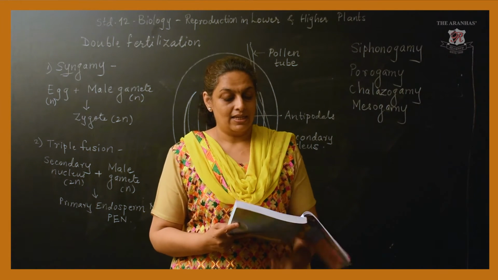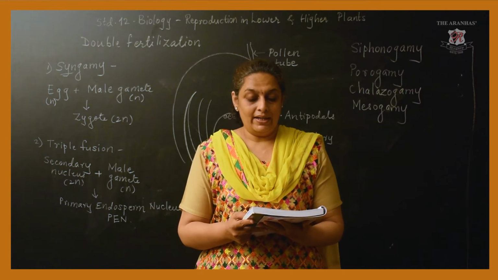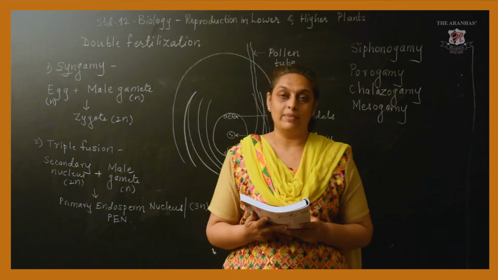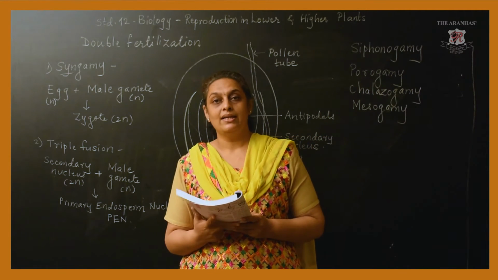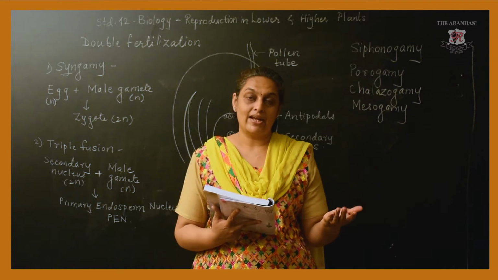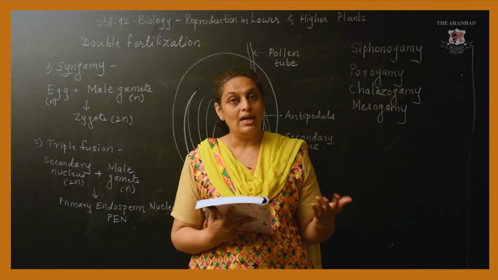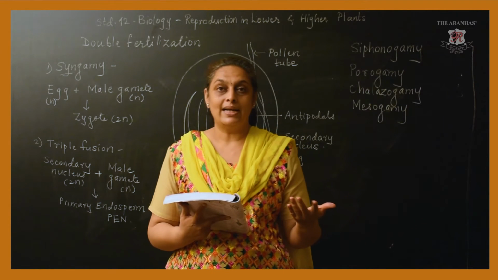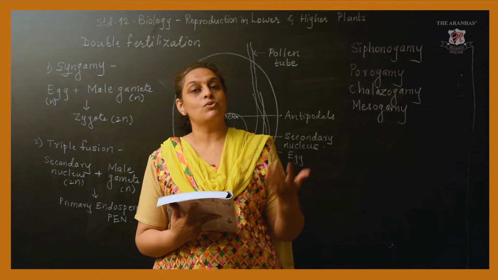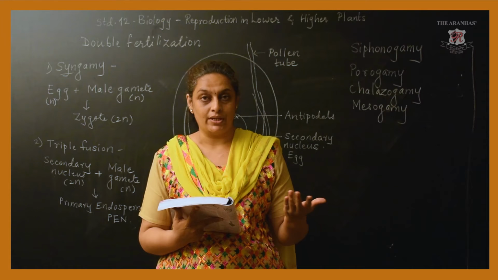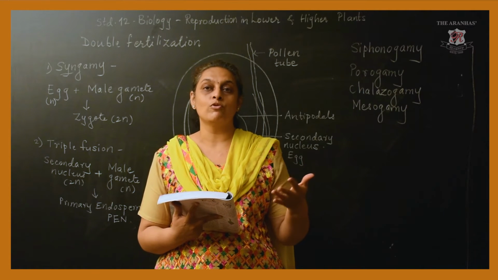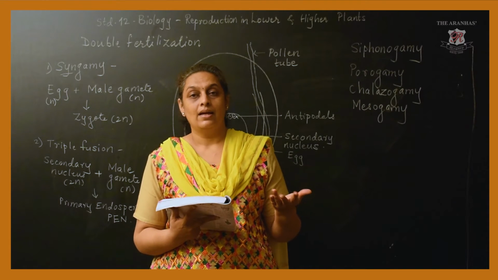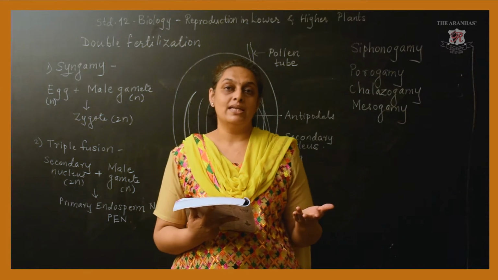Then next is, diploid condition is restored. That is when the zygote is formed. Zygote is diploid. Zygote will later give rise to a diploid embryo, and that's how the new plant which is formed, that's a sporophyte, is also diploid in nature. So this is how the diploid chromosome number is restored, and polyembryony is avoided.